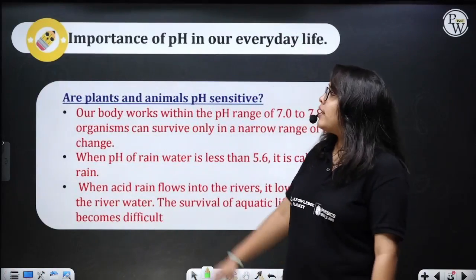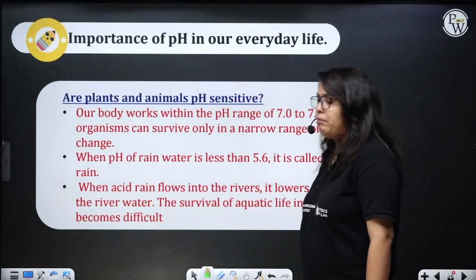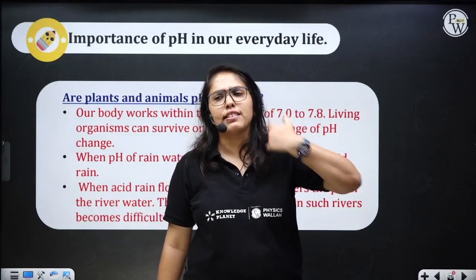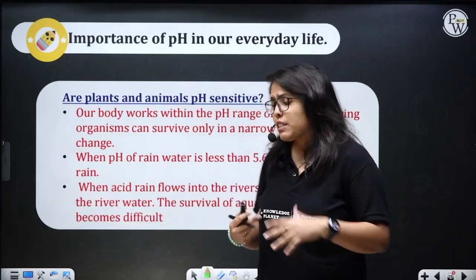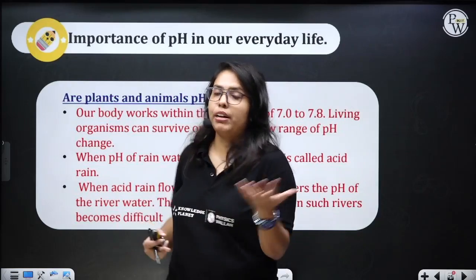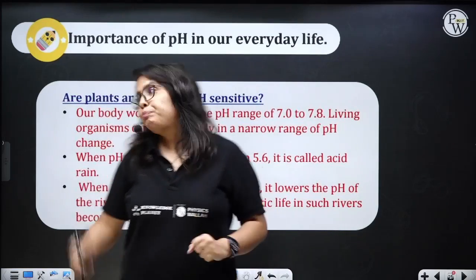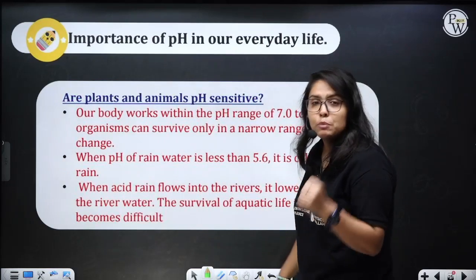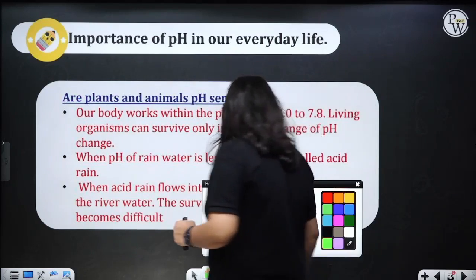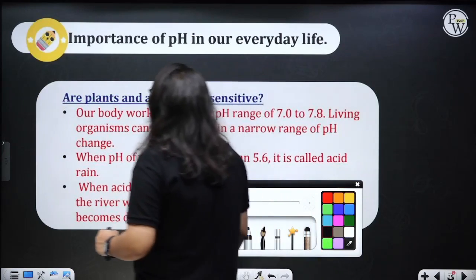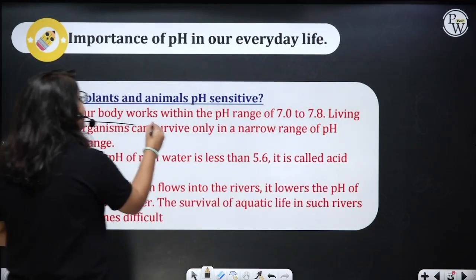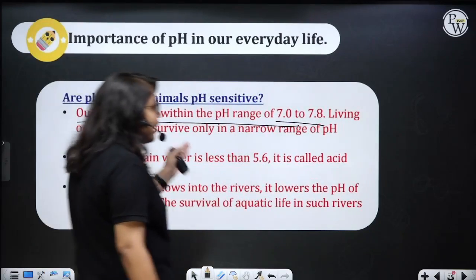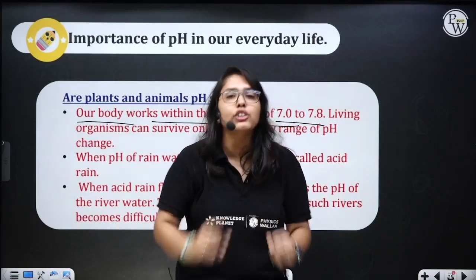Alright, now what is the importance of pH in our everyday life, ma'am? Why are we learning about pH so much? Why are we learning about acids and bases so much? See, we are learning about them because we come across them in our day-to-day lives. How, ma'am? Let's see. So, are plants and animals pH sensitive? Yes, plants and animals are highly pH sensitive. Our body works within the pH range of 7 to 7.8. Living organisms can survive only in a narrow range of pH.